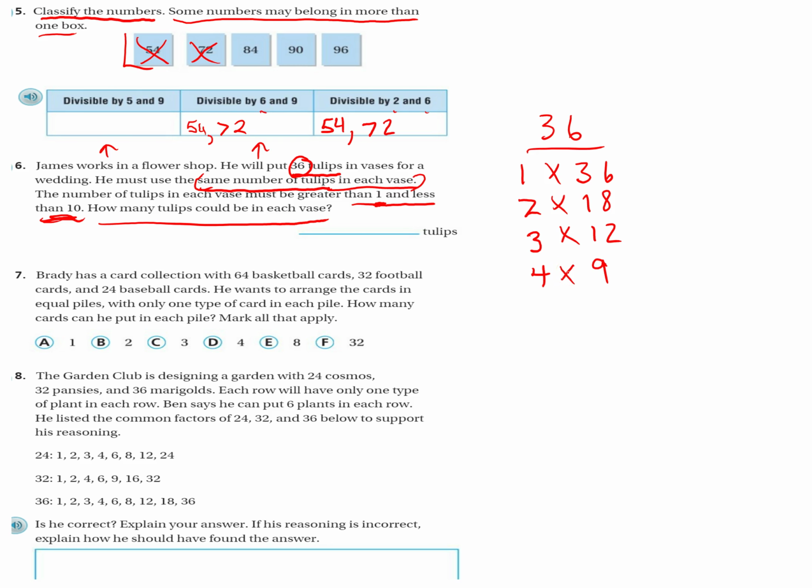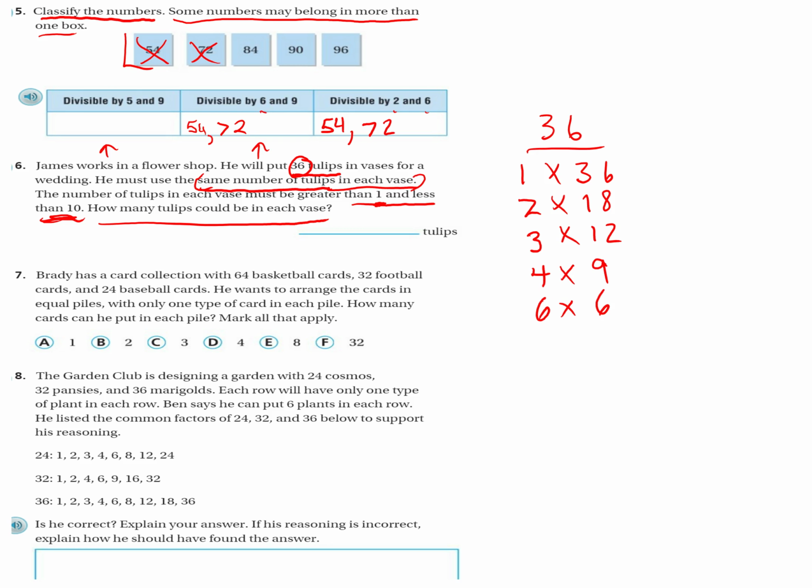Then 4 times 9. There we go. Mr. Music, that's better. 5, 10, 15, 20, 25, 30, 35, 40. Nope, 5 won't work. What about 6? Yeah, 6 times 6 will work. What about 7? 7, 14, 21, 28, 35.